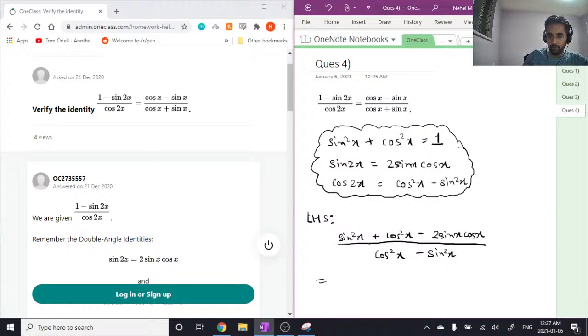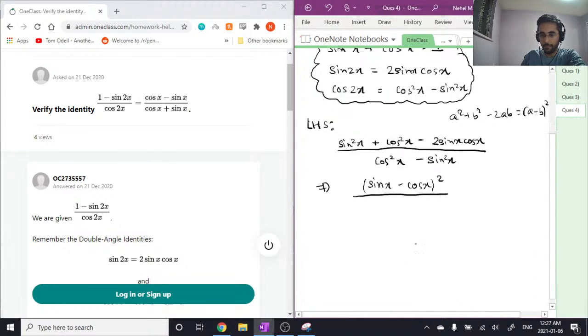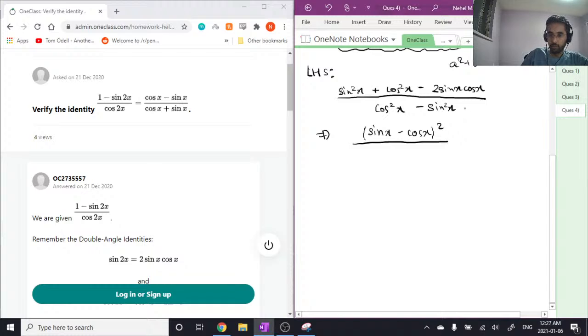and for the denominator, if we look carefully, we know that a square minus b squared is equal to a plus b multiplied by a minus b. So we can write the denominator in a simplified form as well, where a is cos x and b is sin x. So we're left with cos x minus sin x, cos x plus sin x.